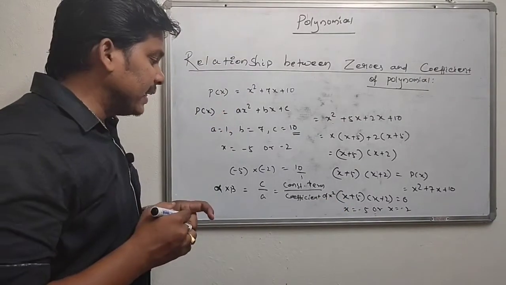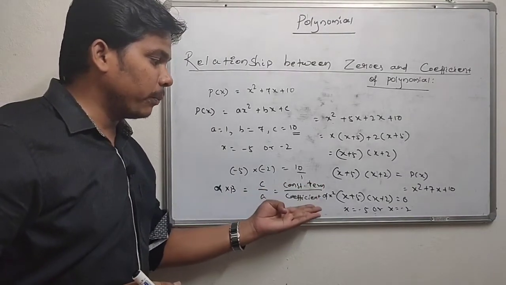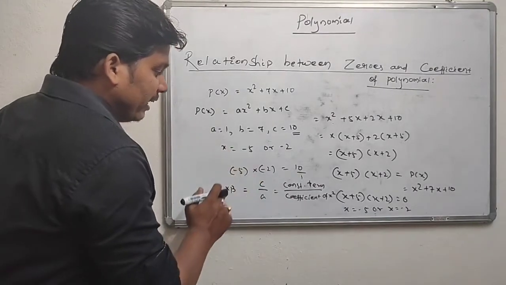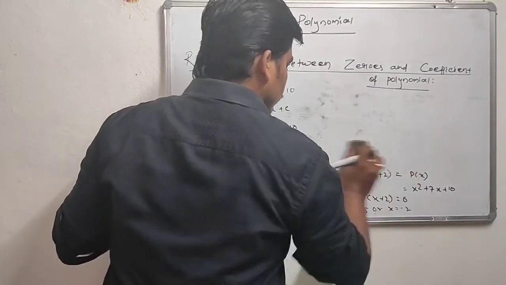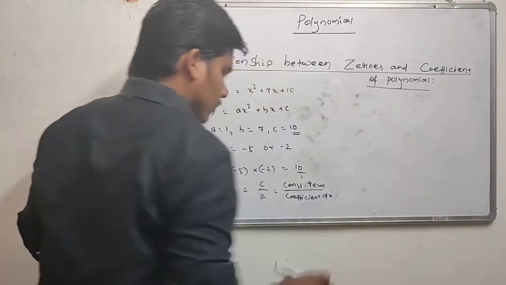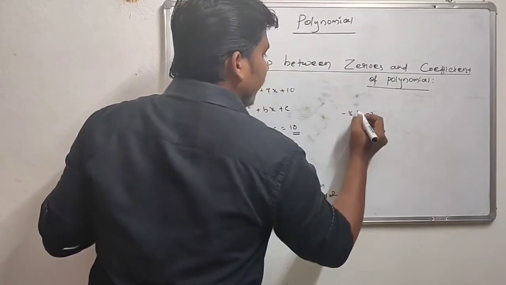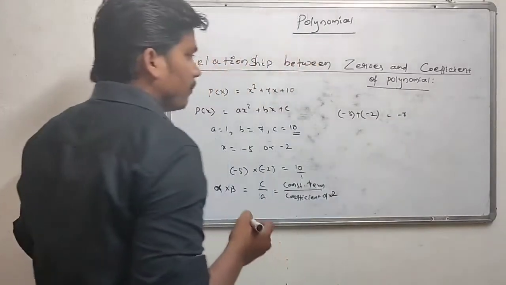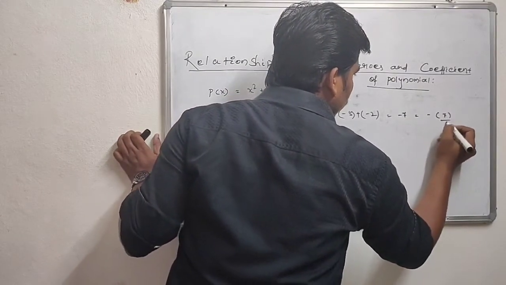Understand? Now we can say easily the product of the two zeros is equal to the constant term by the coefficient of x square. Now let's see what the relation is for the sum of the zeros. If we take these two zeros, minus 5 and minus 2, and add them, what will I get? I will get minus 7. I will write this minus 7 as minus of 7 by 1.